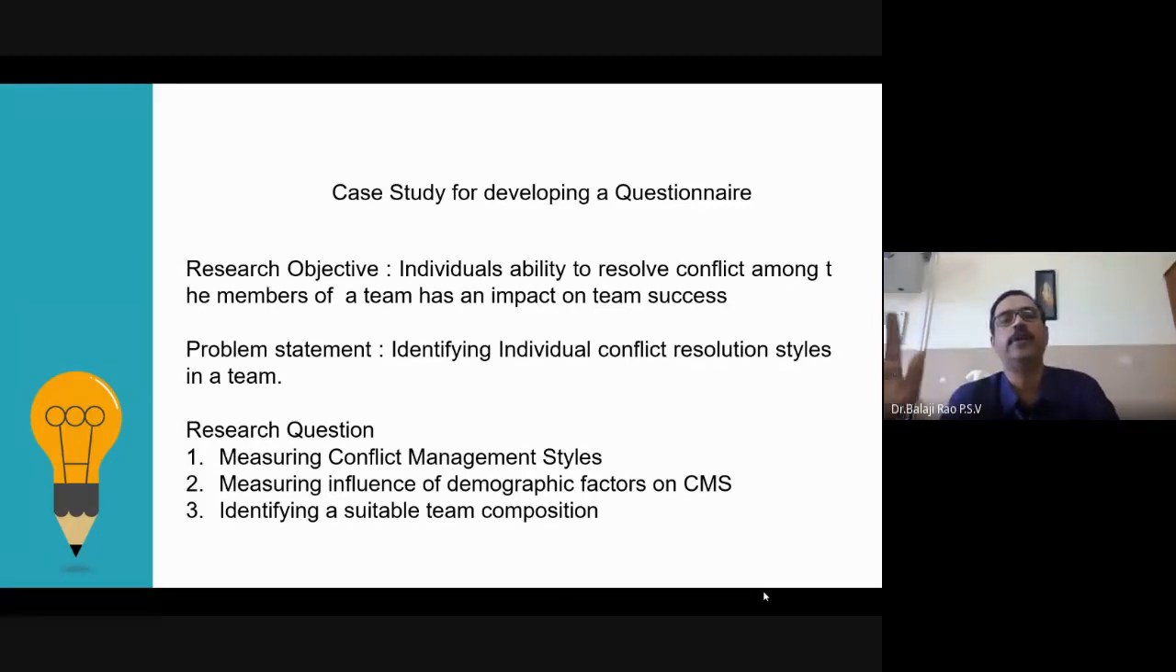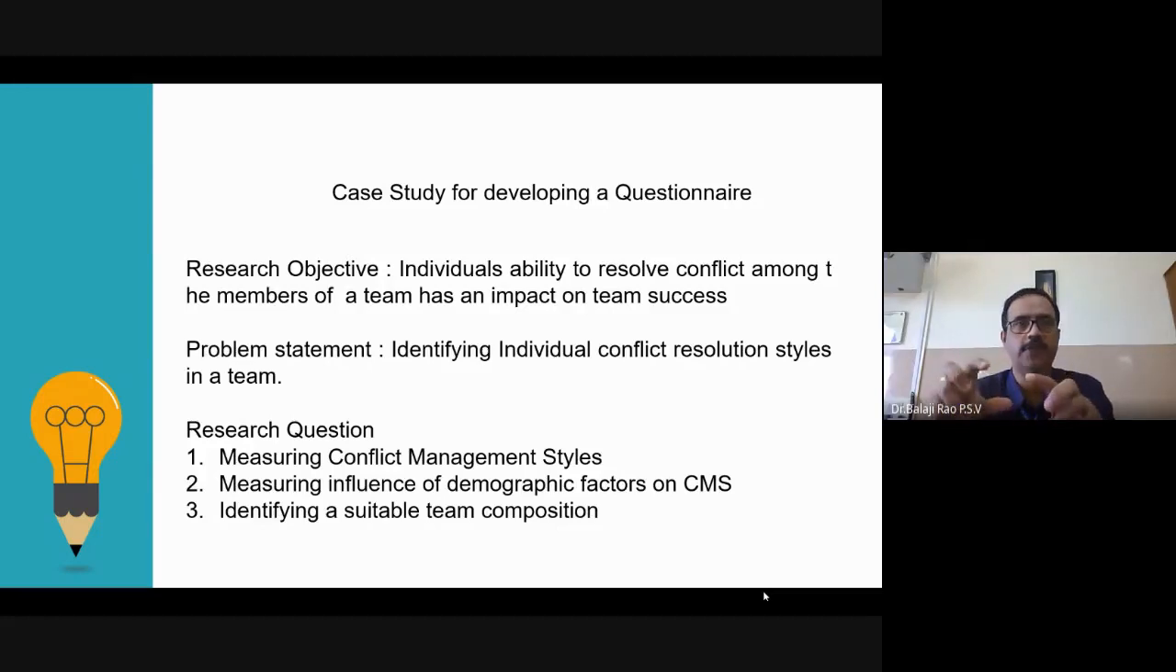Now we try to find out what these conflicts actually are and why they disturb team success, though the individuals in the team have the highest potential. So the problem statement I just made is all about identifying individual conflict resolution styles in a team. The paper I have shared with you, the PDF document, presents the various conflict resolution mechanisms or styles that an individual will adopt in order to resolve conflicts with his team and be a good team member or team player.